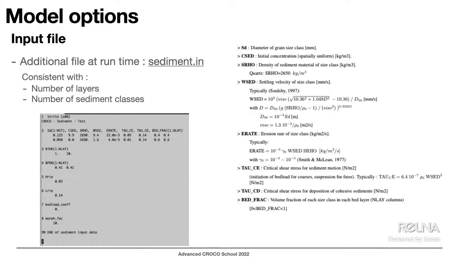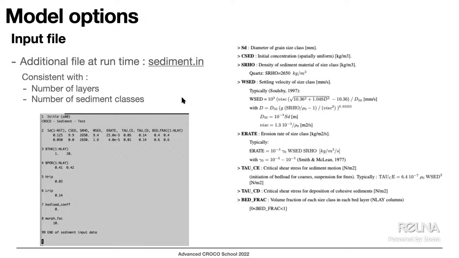And with sediment, you also have an additional text file to describe the properties of the sediment. And it has to be consistent with what was defined in the param.h file in terms of number of layers and number of sediment classes. So I think Guillaume will detail this file for each test case. So I put just some lines.